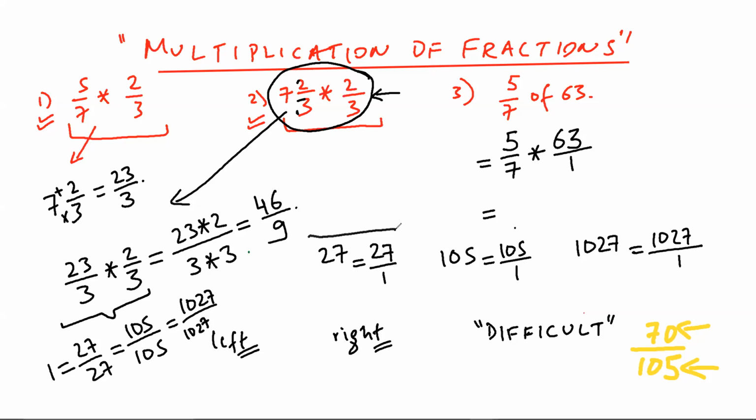You should be very clear about it: any number can be written as that number upon 1, and 1 can be written as any number upon the same number. I can write 1 as 105378 upon 105378. Is there a problem? So what are the common factors that I find?